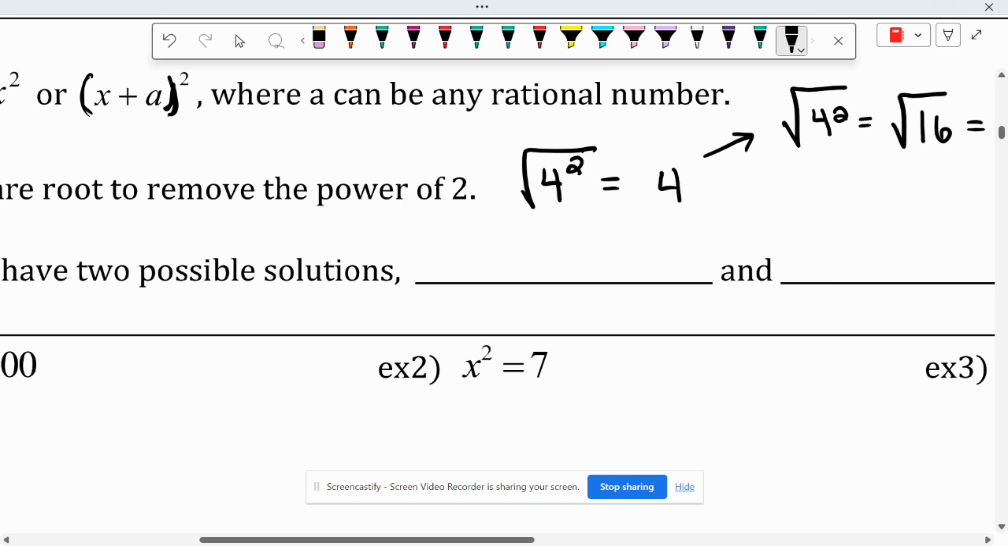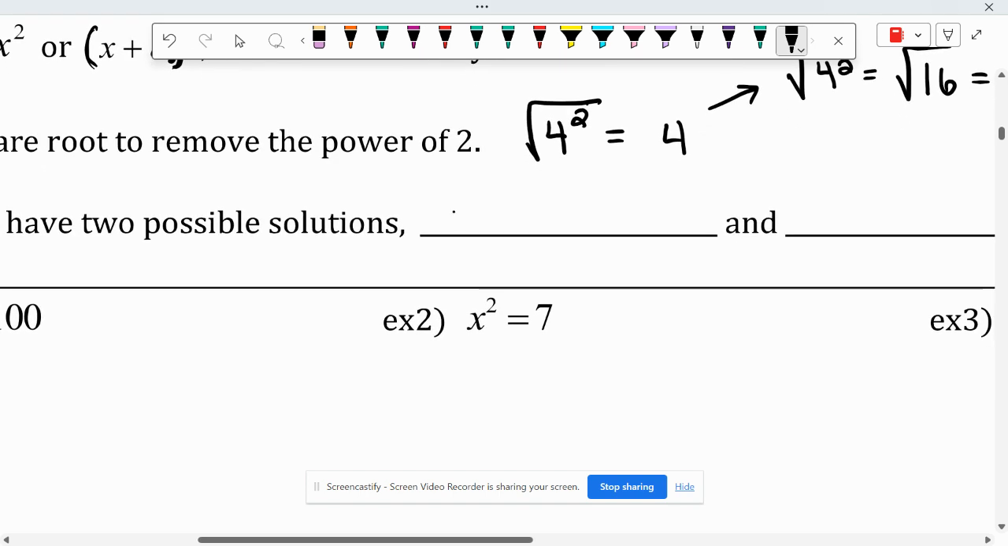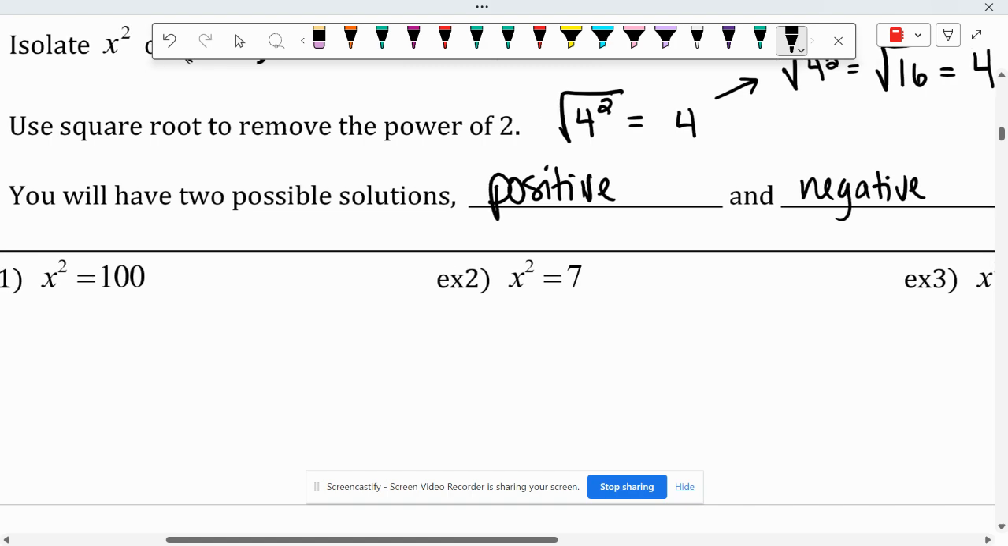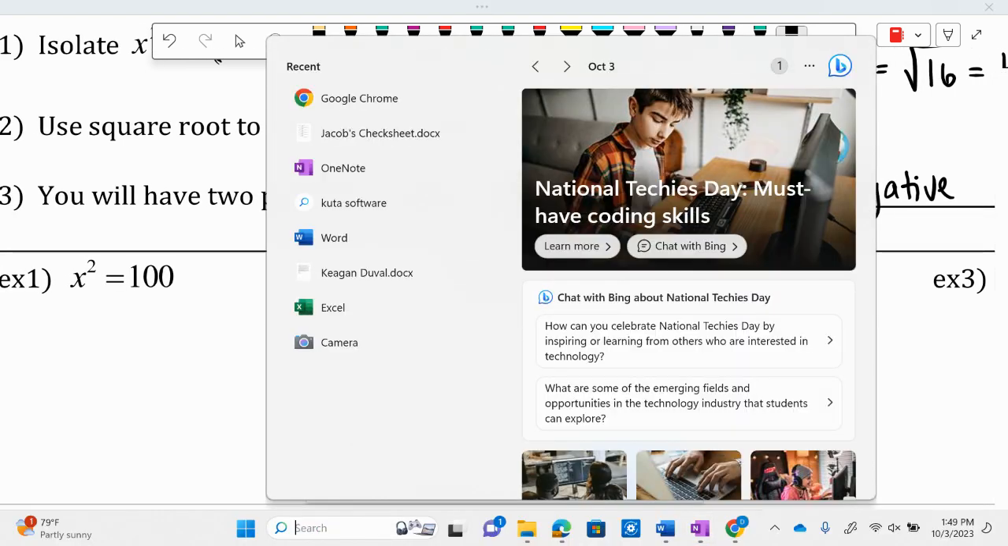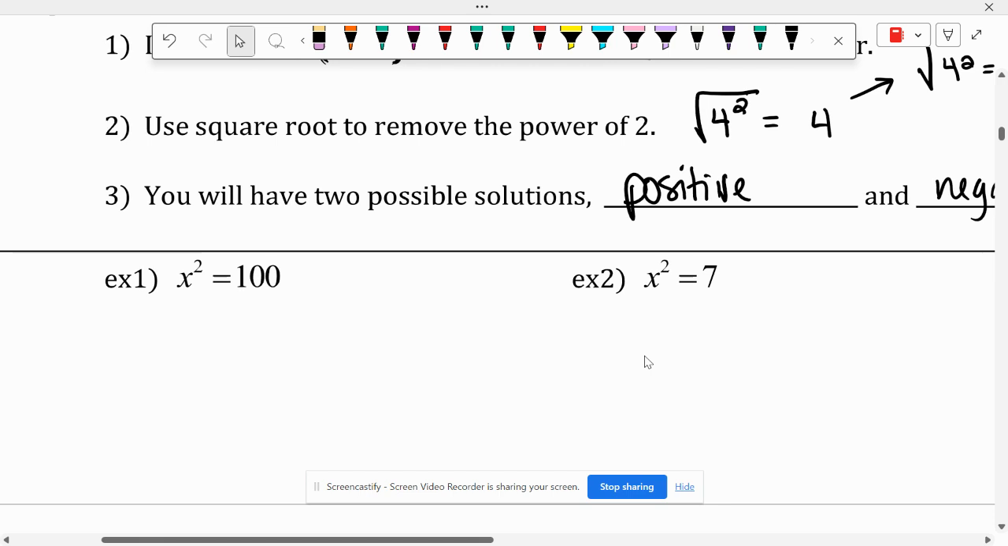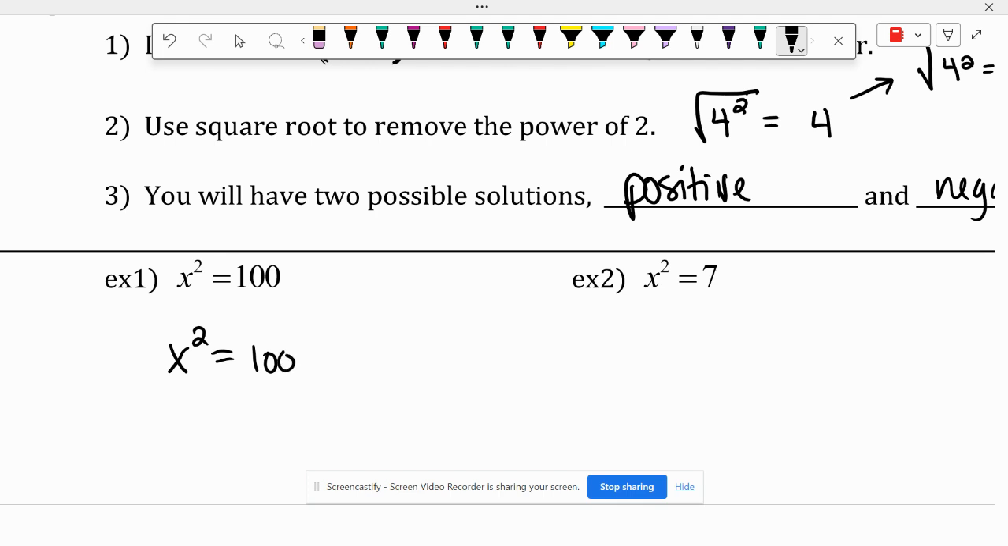Okay. So you're always going to have 2 possible solutions, a positive one and a negative one. You have 2 roots, the positive and the negative. Okay. So let's just try that idea. So we're trying to get x squared or something in a parenthesis squared all by itself. So our first example, do I already have x squared isolated? Yes, I do. So how do I cancel out something squared? Take the square root of it.